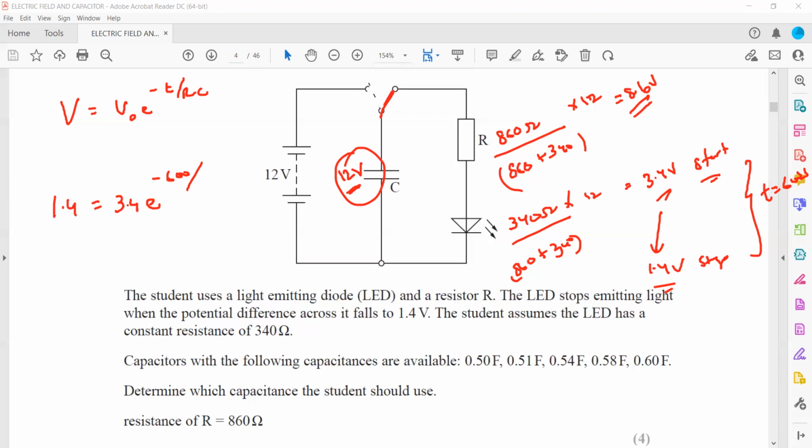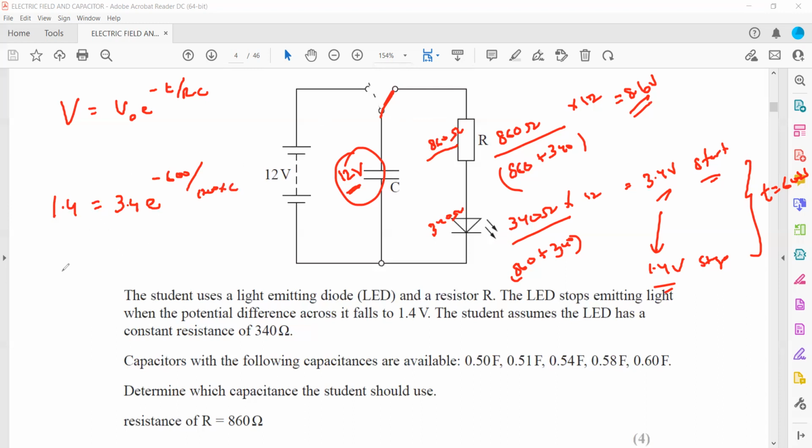And R is a resistance, the resistance through which the capacitor discharges. So what is the total resistance of the circuit through which the capacitor is discharging? 860 and 340. So when we sum them, it will be 1200. And multiplied by C, the capacitance.